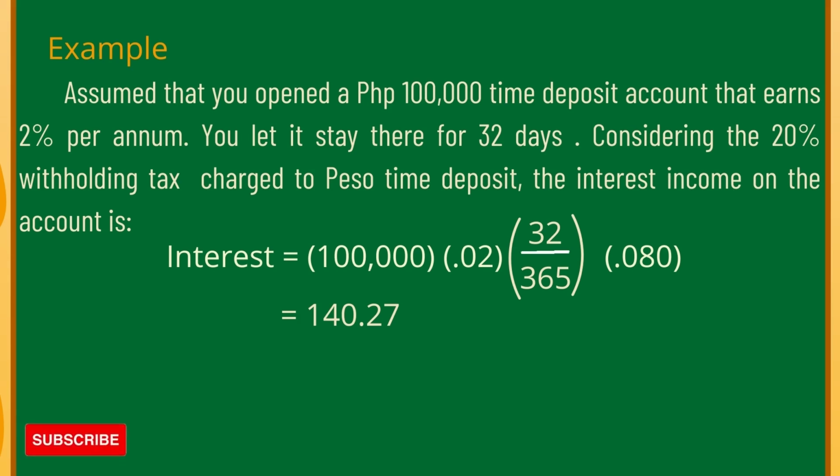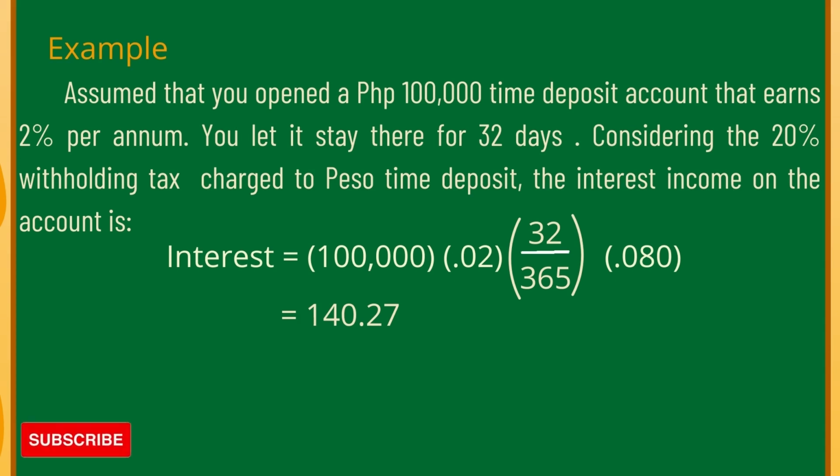So further, the quoted rate of 2% is an annual rate. Then you only earn it if you let the bank hold your money for 1 year. In the example, the principal of 100,000 will only earn the share of 32 over 365 days of the 2% per annum rate, representing 32 days out of 365 days in a year that the money is kept by the bank. The convention is usually 365 days, but some banks may use 360 days in the computation.